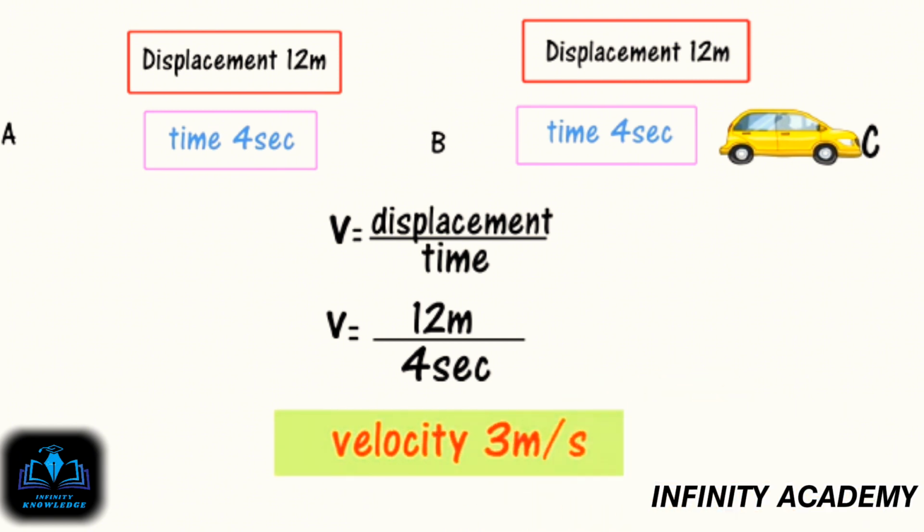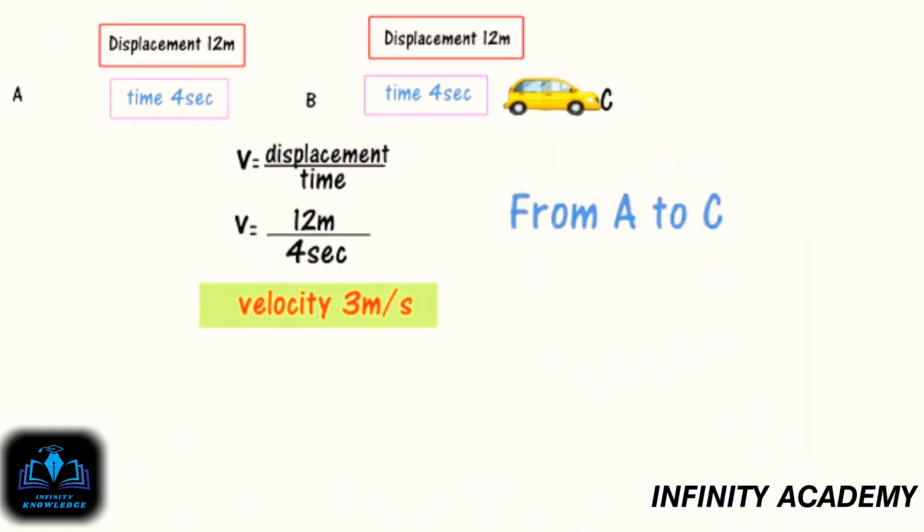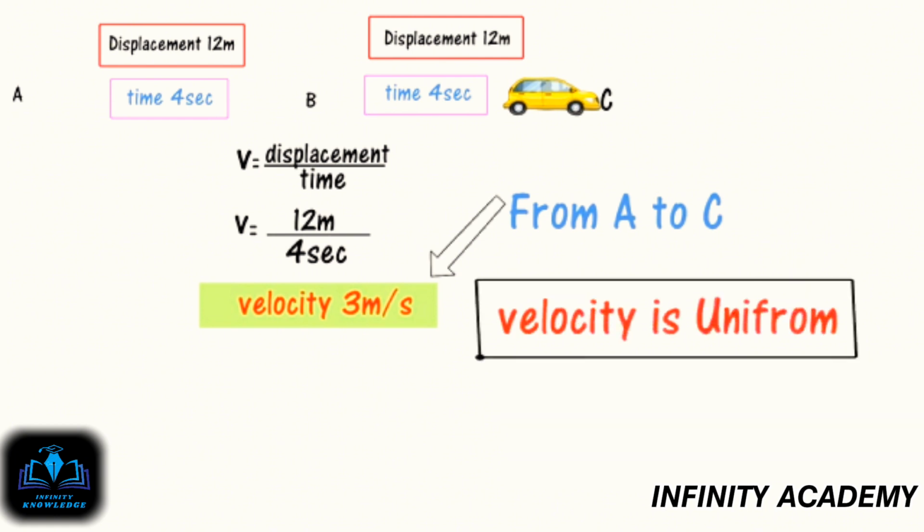meters per second. Now the velocity of the car from point A to point B is 3 meters per second, and similarly the velocity of the car from point B to point C is also 3 meters per second. So from A to C, velocity is 3 meters per second. Hence we can say that velocity is remaining the same from point A to point B and from point B to point C. Hence velocity is the same, and we say that velocity is uniform. So this was all about uniform velocity.